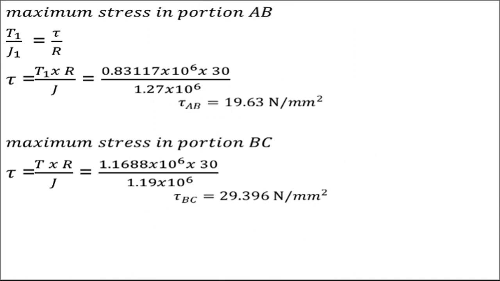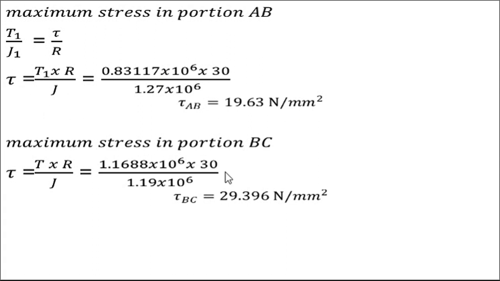And for the maximum stress in the portion AB, again we use the same torsional equation, T1 divided by J1 equals tau divided by R. So we have to determine tau, meaning T1 is already determined, R is known, that is the radius of that shaft, and J is the polar moment of inertia. After solving this, we will get the value of tau, that is the shear stress developed or resisted by the AB portion. So 19.63 Newton per mm square. So from this you can easily determine.